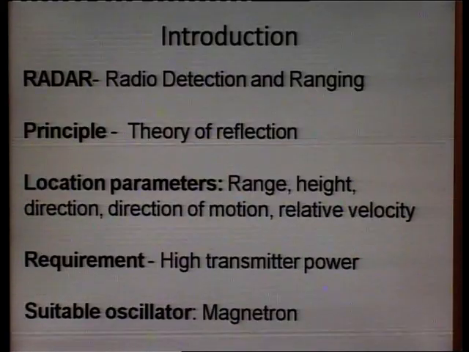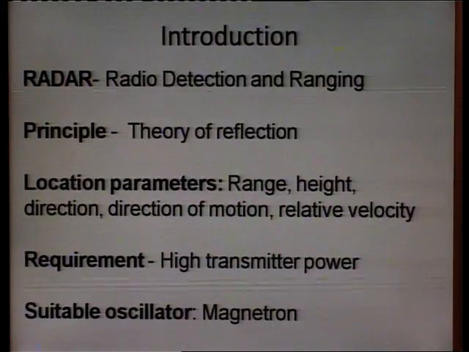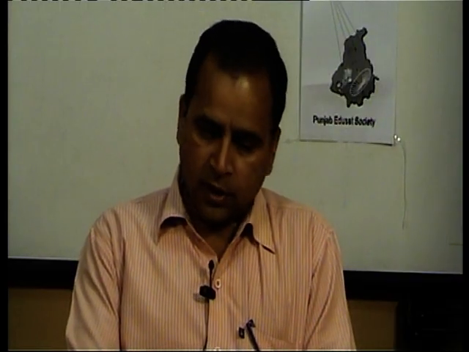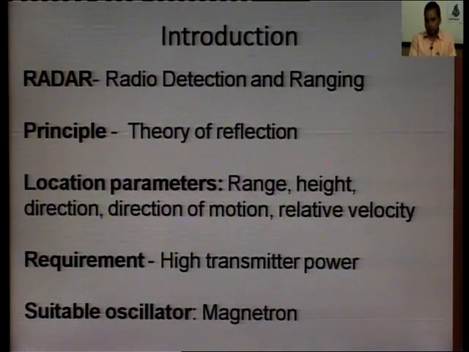Radar is the acronym for radio detection and ranging. The principle of operation of radar is the theory of reflection. Here the signals are transmitted, they get reflected from the object and then they are received by the receiver antenna, and the total time difference is used as the measure of distance, or if some other quantity like direction, velocity or some other parameter is to be measured. For that, reflection is the basic principle. So, the basic principle of radar is the theory of reflection.